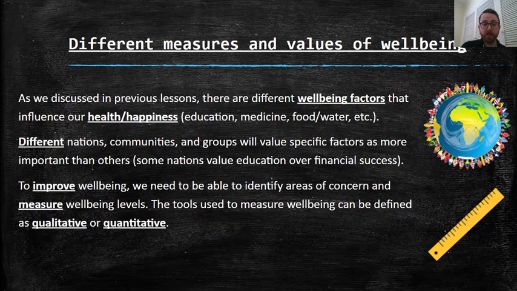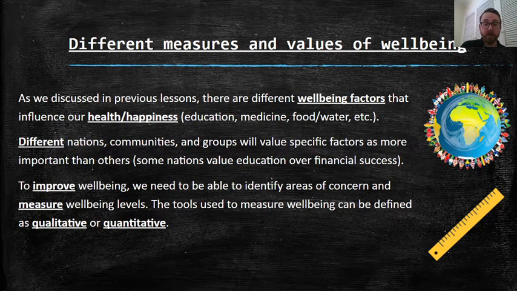As we discussed in previous lessons, there are different well-being factors that influence our health and happiness. So your education, medicine, access to food and water, etc. Different nations, communities, and even groups will value specific factors as more important than others. So some nations value education over financial success. If you go over to America, they pride in having a strong military, spending all that money on the army. Some countries value religion or family, community connections. Lots of different ways of approaching the world.